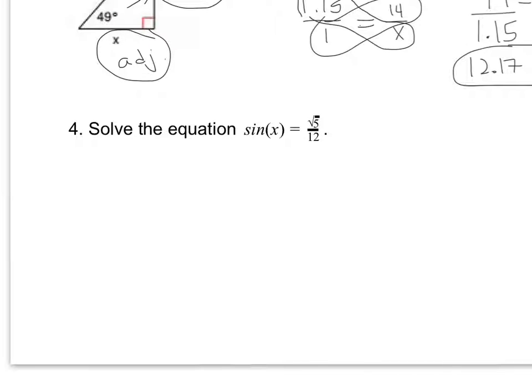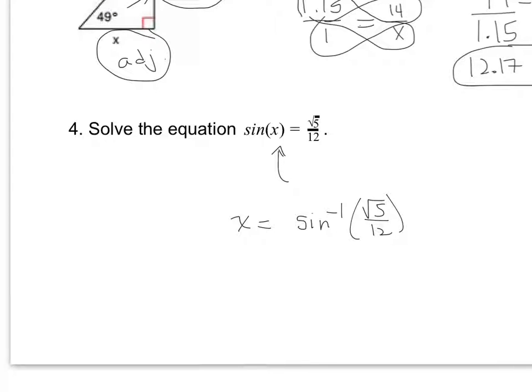All right, number 4 says solve the equation sine x equals the square root of 5 over 12. So what we're truly trying to find here is this x value, which is the angle. We want to know sine of what angle equals this weird number. Well, this is actually probably the easiest problem to do, because all we have to do is find the angle. We will take the inverse trig function of the ratio. So by taking the inverse sine of radical 5 over 12, we can figure out what angle that is.